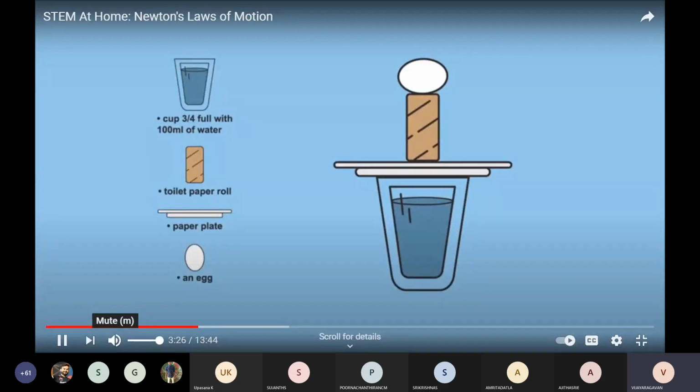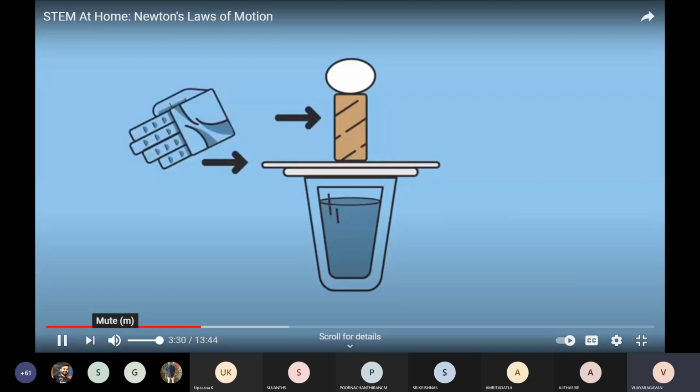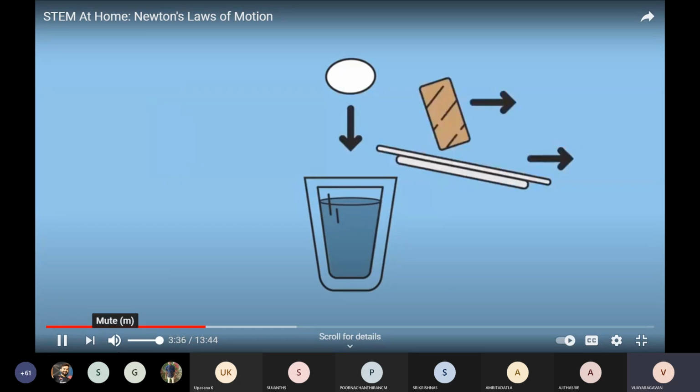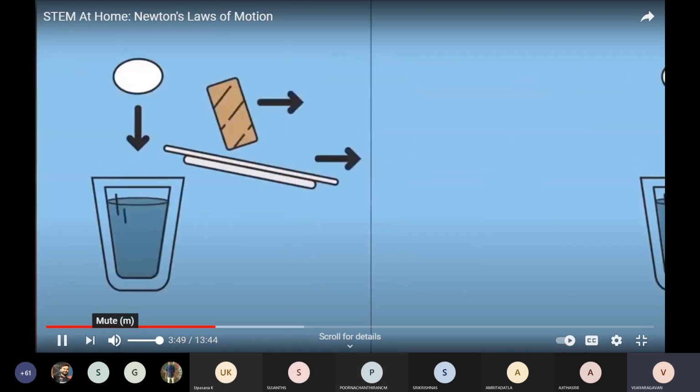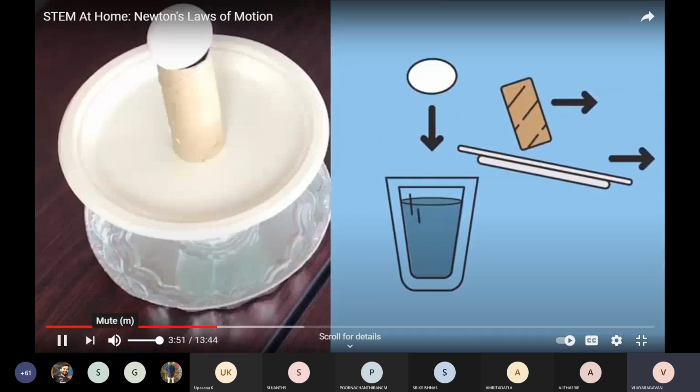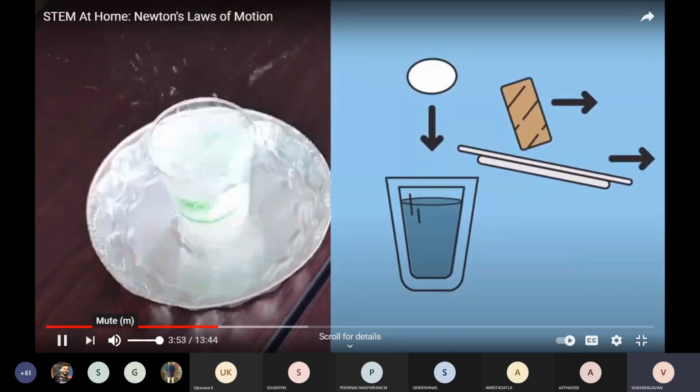This was perfectly stable, nothing was moving, until I acted upon it with a force, my hand hitting it. So I hit the paper plate and the TP roll. I hit that with a force. They flew left. Now, the egg, I didn't hit the egg. I only hit the things underneath it. So the egg, having no force coming out this way, only has the force of gravity pulling it straight down. So it fell straight down with gravity into my cup of water.